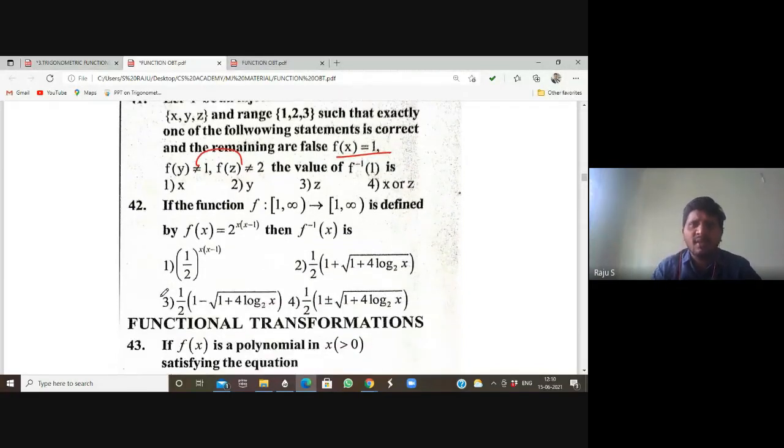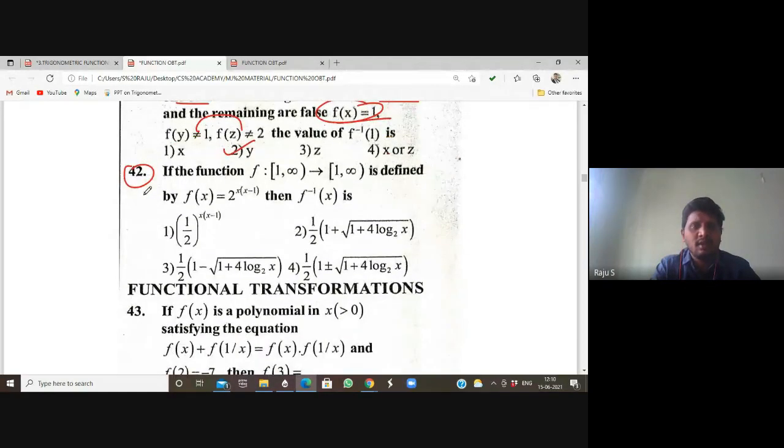Okay. If I consider here, the question is: the following statement is correct, exactly one. If I take this is correct, remaining two will be wrong. Like that. In that case, finally, f inverse of 1 we got as y. Next, question number 42. Important.